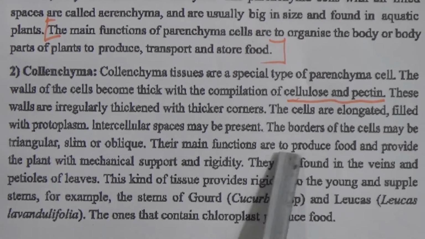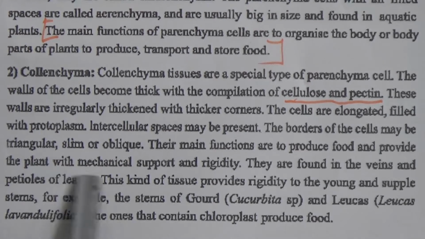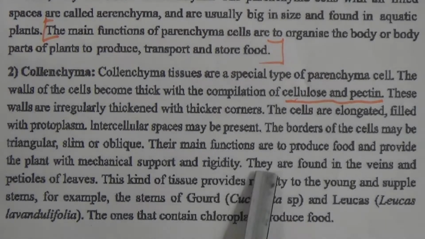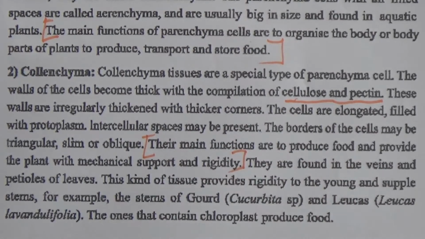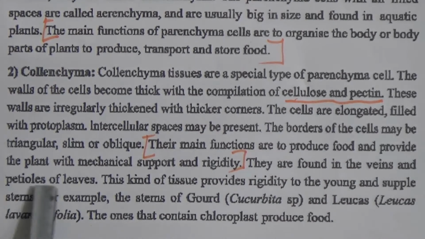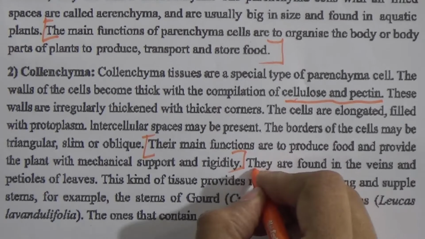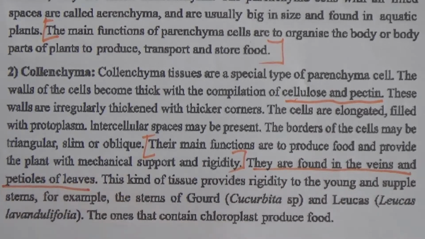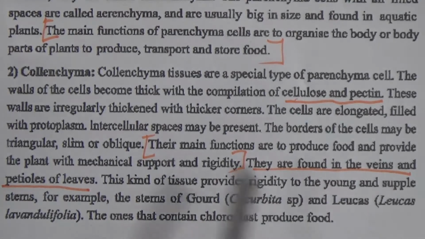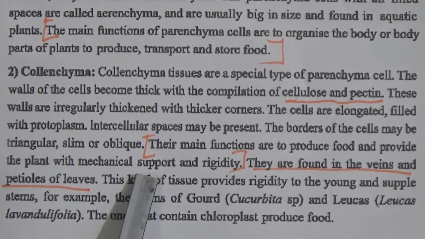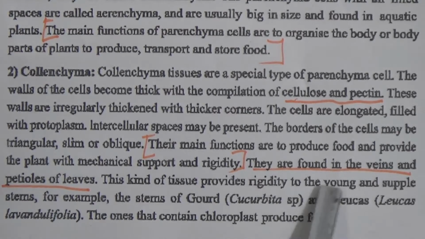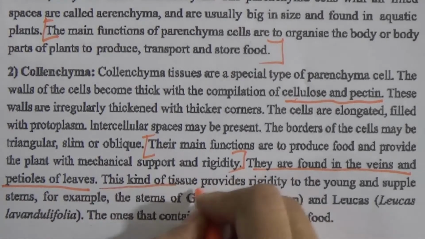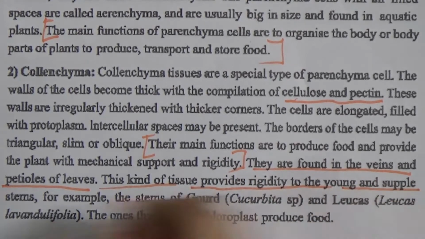Their main functions are to produce food and provide the plant with mechanical support and rigidity. This is the function of collenchyma. They are found in veins and petiole of leaves. Where they are found, this part is also important. That means chemical structure, physiological structure, work, and where they are found. And this kind of tissue provides rigidity to the young and supple stems. That means this is also a function of collenchyma.